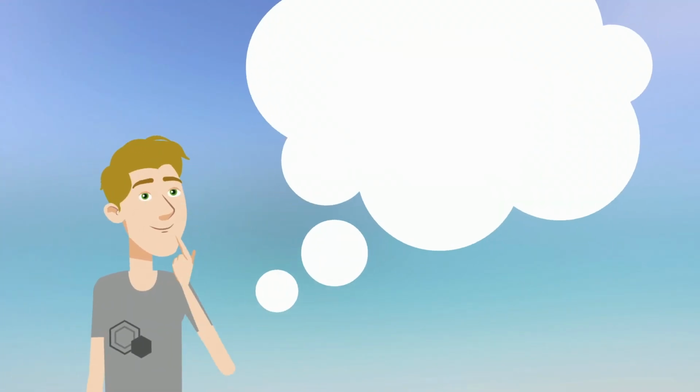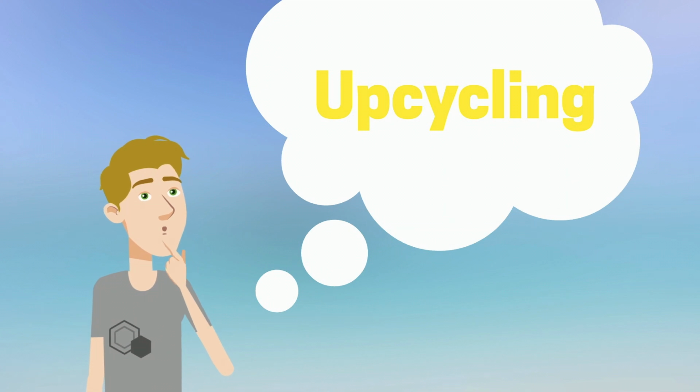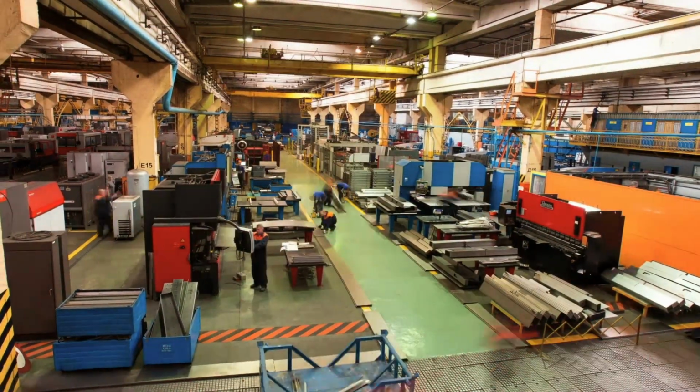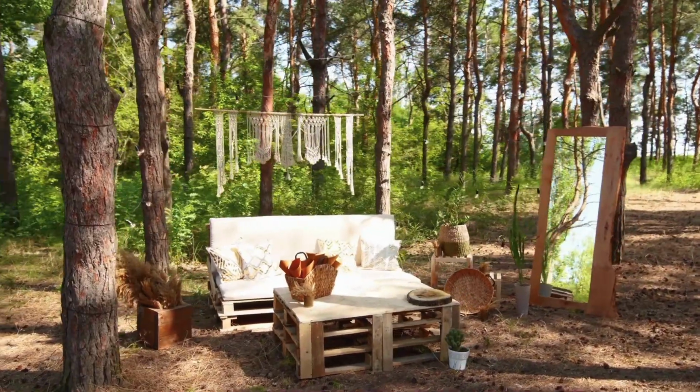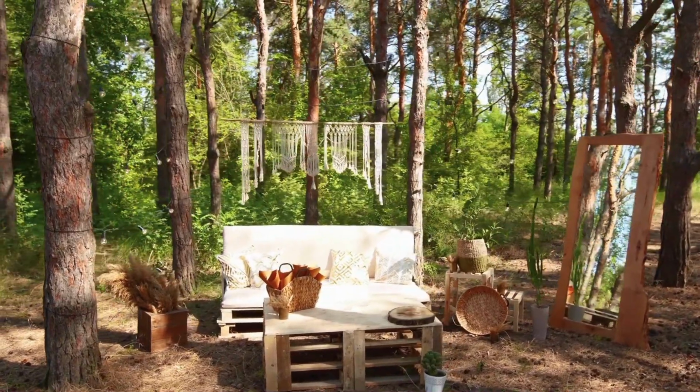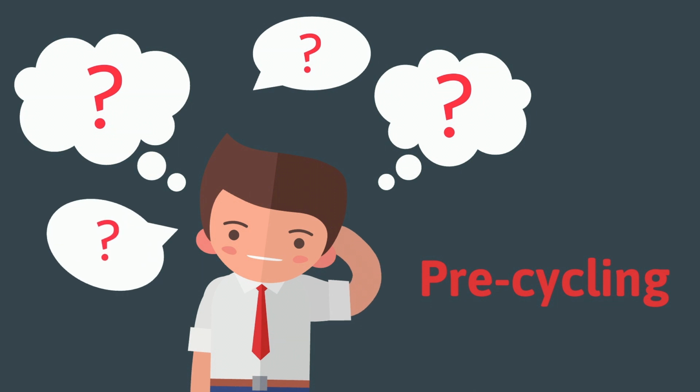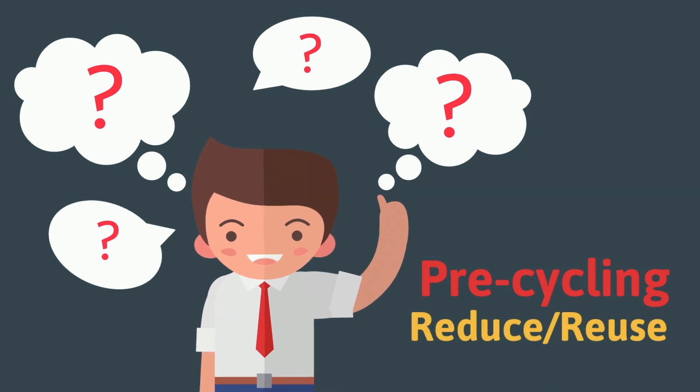Upcycling is the opposite of downcycling. It involves the transformation of waste into secondary raw materials and their subsequent use in relatively high-value applications. A simple example might be a lamp made from bottles or furniture from pallets. The term pre-cycling may be familiar to you, which is another name for reduce and reuse. We can decide which is the right way for our business, or we can combine them.